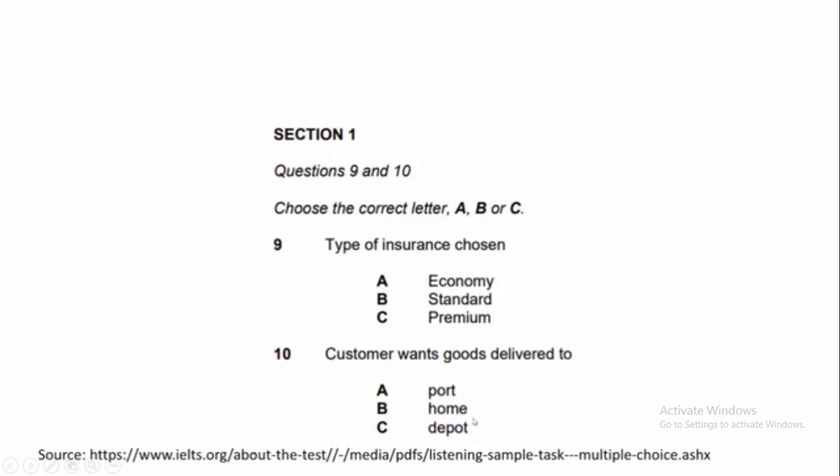Port, Home, Depot. These mean three completely different things. A port is going to be somewhere beside a river or beside the sea or beside an ocean where ships come in and deliver things. Your home is your home, where you live. A depot is a central building, like a central warehouse, where big companies like Amazon.com keep lots of goods in a centralized place and then deliver them out.